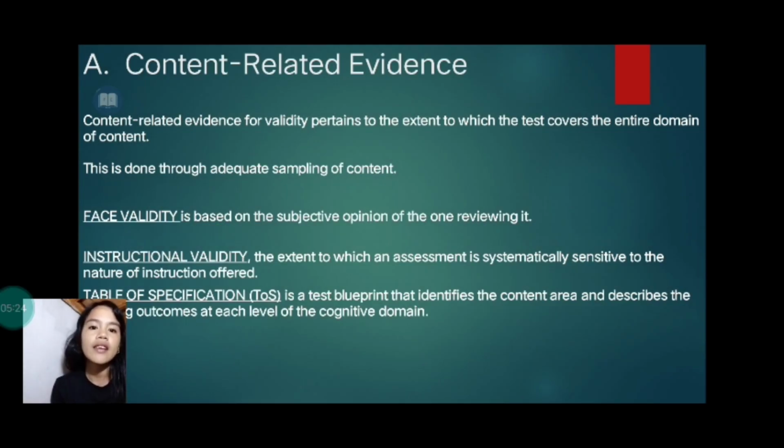Next is instructional validity, the extent to which an assessment is systematically sensitive to the nature of instruction offered. From the word itself, instruction. So it is how a student can understand the instruction. This assessment, a teacher gives to see how a student follows what is being instructed to them.